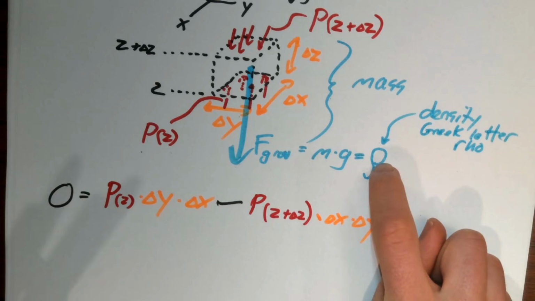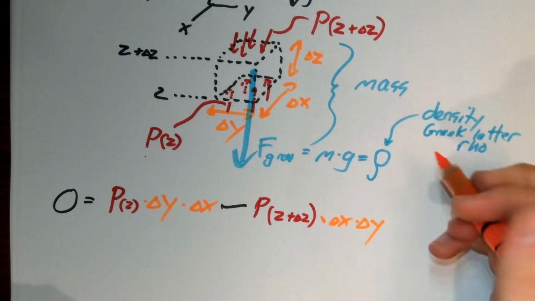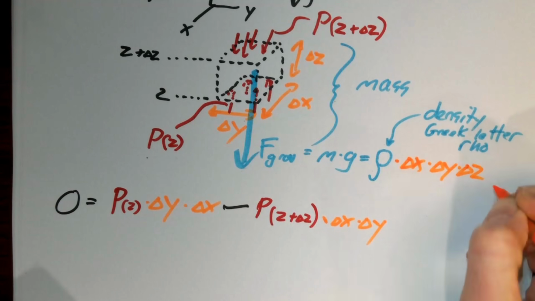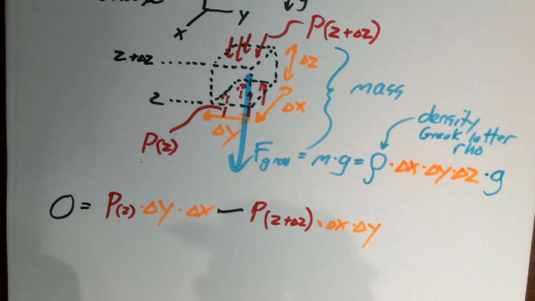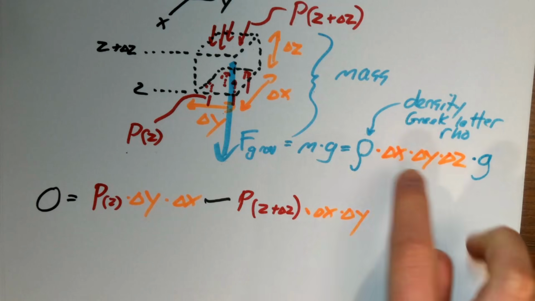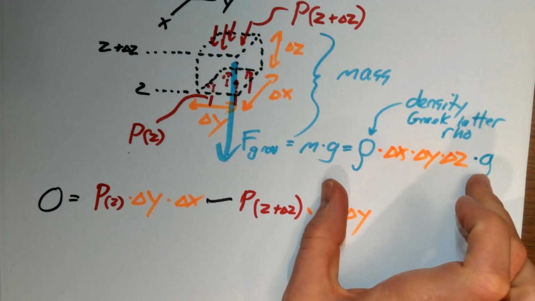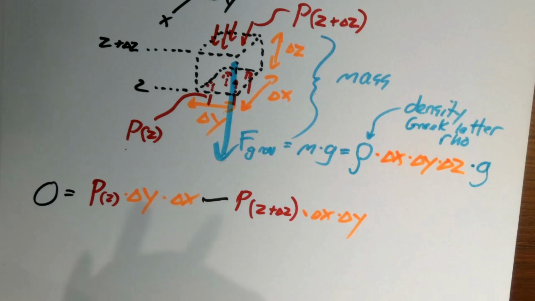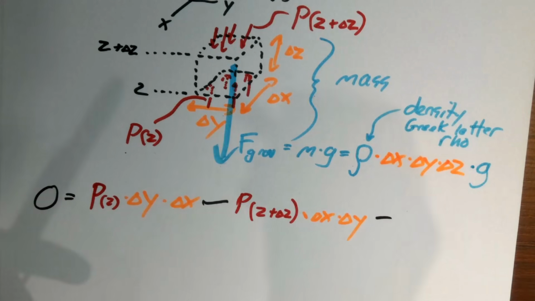So mass is density times volume. Well, we know the volume of this chunk of fluid. We can put it in terms of these deltas. So here we have it: rho times delta x, delta y, delta z, and then times g as well. So I can express this gravitational force in terms of the volume of this chunk of fluid, as well as some constants that I could look up. I know what g is. I could look up what rho is for almost any fluid that's well characterized. And this gravitational force is acting in the minus z direction, so I can subtract it over here.